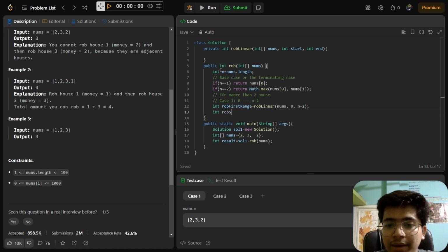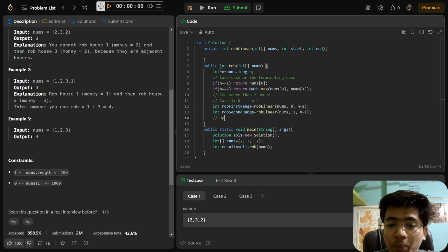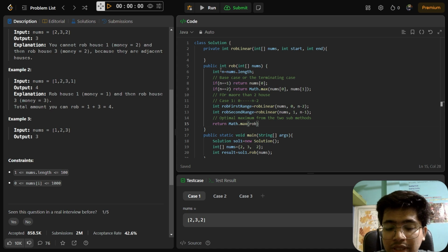Integer rob second range. So now again robLinear, the function already created. Now we'll be passing the array nums, and now we'll be starting from 1. 1 will be the next index, and we will be including the last one also, n minus 1, because n minus 1 is the last index. And now among them we'll be returning the optimal maximum from the two sub methods. So we return Math.max(robFirstRange, robSecondRange).